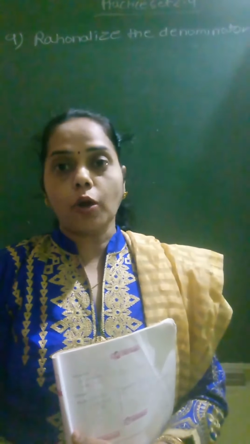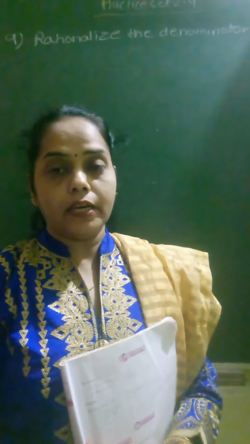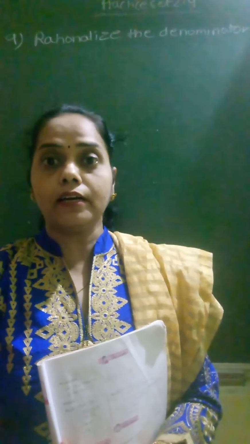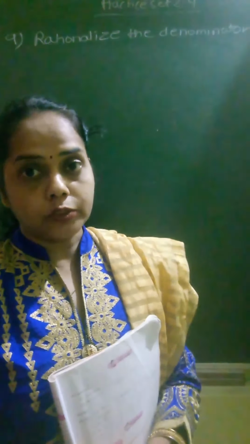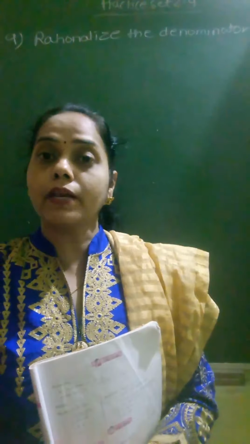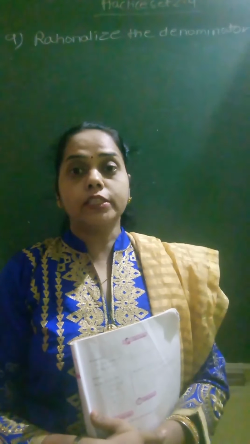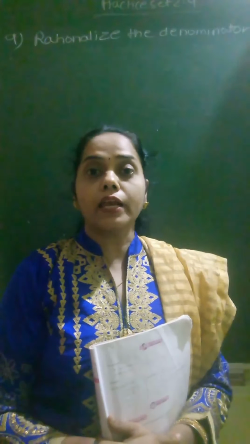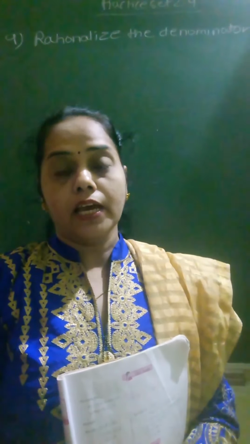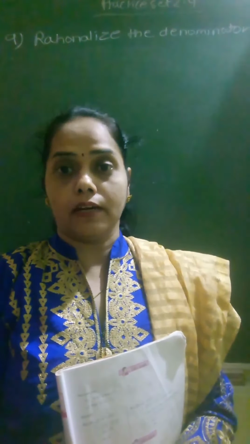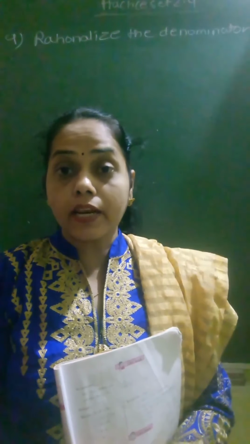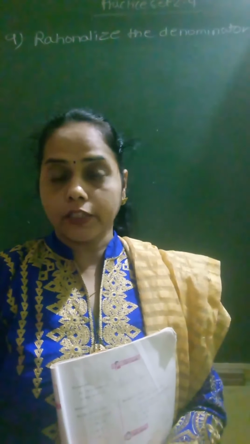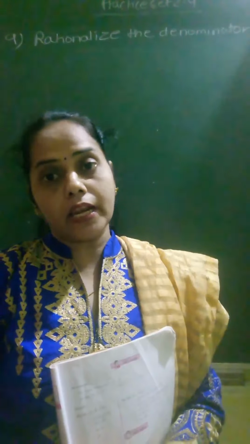So the next topic which we are going to study is rationalizing the given surds. In this context we have question number 9 of practice set 2.3, which is: rationalize the denominator. In this question we are given certain fractions in which the denominator is a surd, and what is a surd? An irrational root of a positive rational number. Surds are irrational.